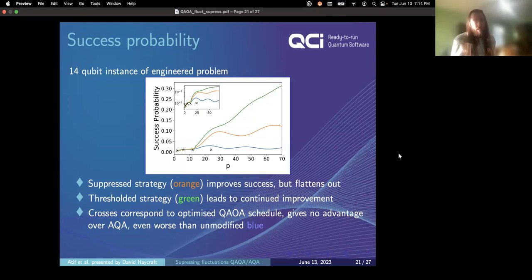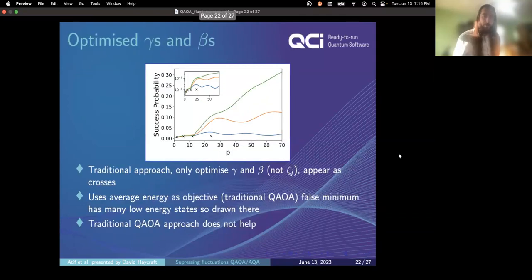So we can see that the thresholded strategy continues to improve at a much greater rate than both of the others, although the suppressed strategy does begin to outperform the unmodified strategy, again, in that mid to low teens area in terms of the depth. So why is this the case?